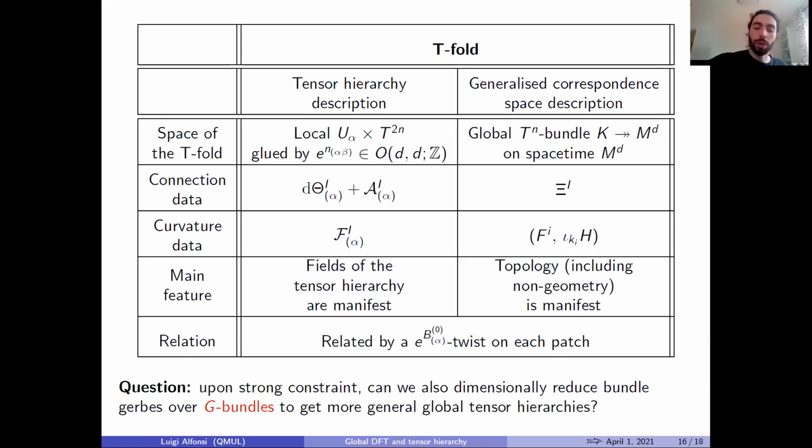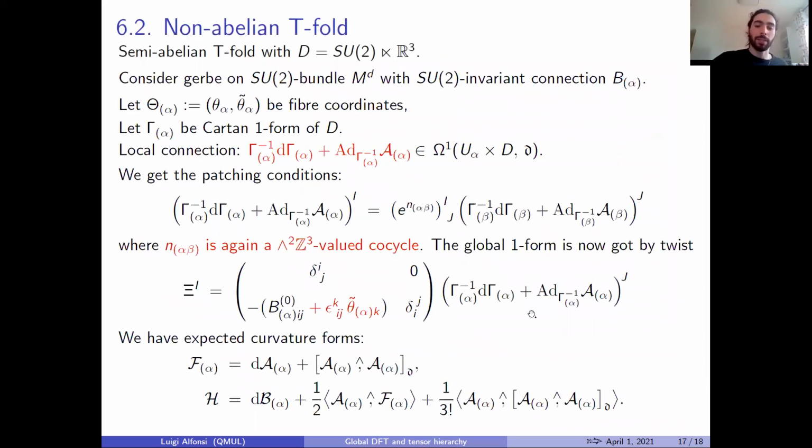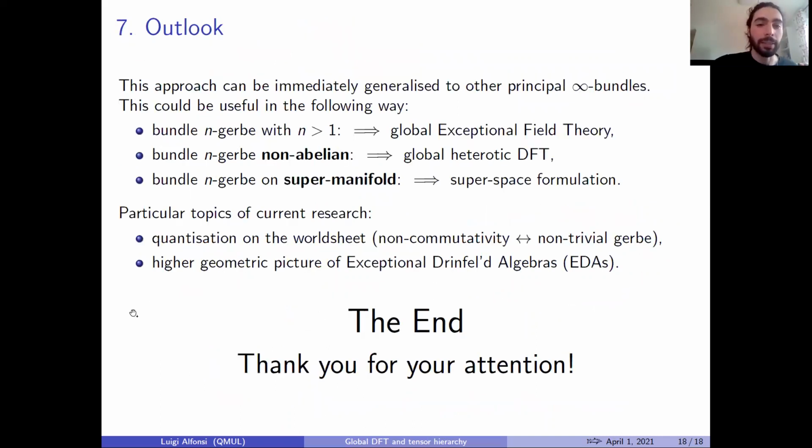Then, of course, the natural question would be, what happens if I don't consider just torus bundles, which are easier, but G bundles? It is quite complicated to work out, but by reducing a bundle gerbe on a non-abelian principal bundle, you can obtain more general structures that are particular cases of tensor hierarchies, but globally defined, and they involve the behaviors that we do expect from non-abelian T-folds, or at least from what we know until now about non-abelian T-folds. But I will go to the end, because I think my time is really at the end.